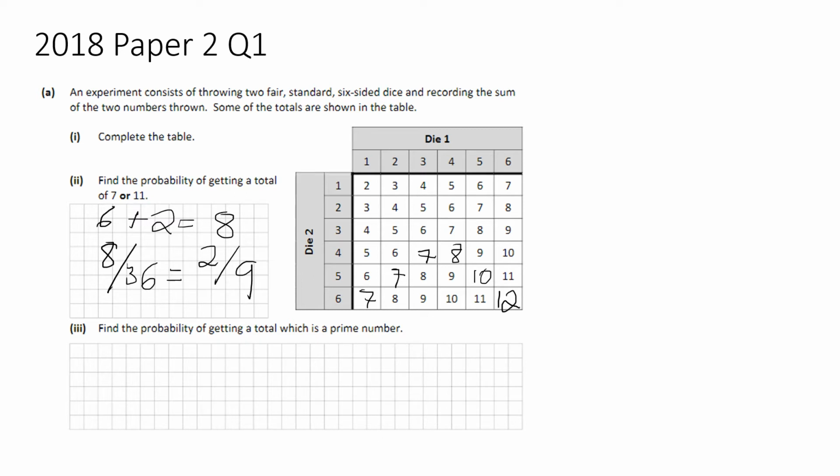For the next bit, they are asking you to find the probability of getting a total which is a prime number. Prime numbers are 2, 3, 5, 7, and 11, because these numbers only go as far as 12. And prime numbers are numbers that are divisible by itself and 1 only. So for the 2's, we have 1. For the 3's, we have 2. For the 5's, we have 1, 2, 3, 4. For the 7's, we've got 1, 2, 3, 4, 5, 6.